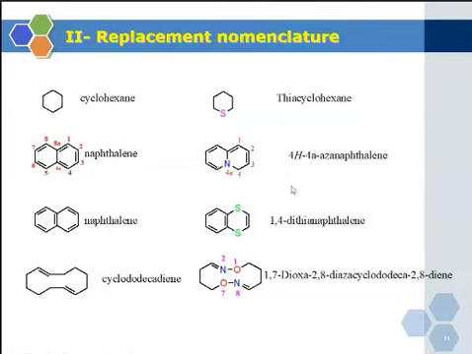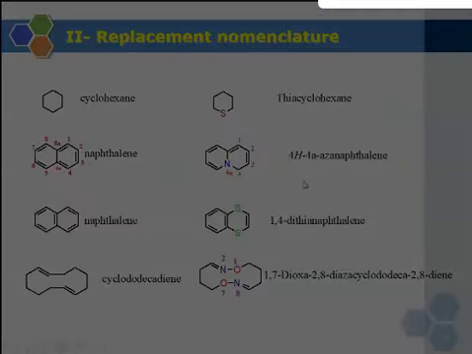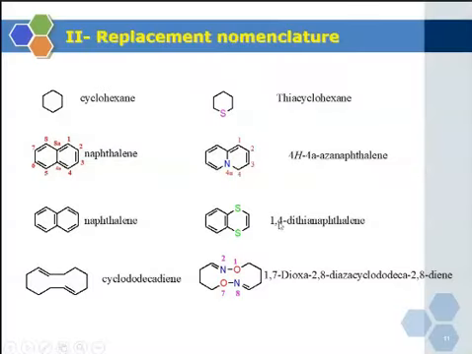4A-azanaphthalene. Where is the aza atom placed in this naphthalene ring? It is placed at position 4A. In addition, the fourth position is saturated with the presence of one hydrogen.